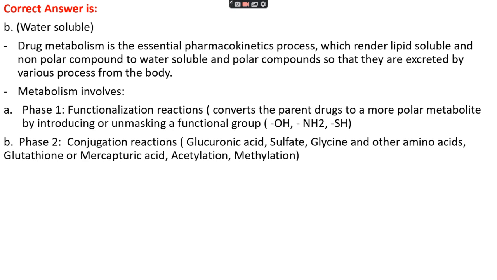Phase one mainly involves functionalization reactions, where the parent drug compound is converted into a more polar form by introducing or unmasking functional groups like hydroxyl groups, amine groups, and thiol groups. While phase two reactions involve conjugation processes, where polar conjugates are added to the parent compound, like glucuronic acid conjugation, sulfate conjugation, glycine and other amino acids, as well as glutathione, acetylation, or methylation.